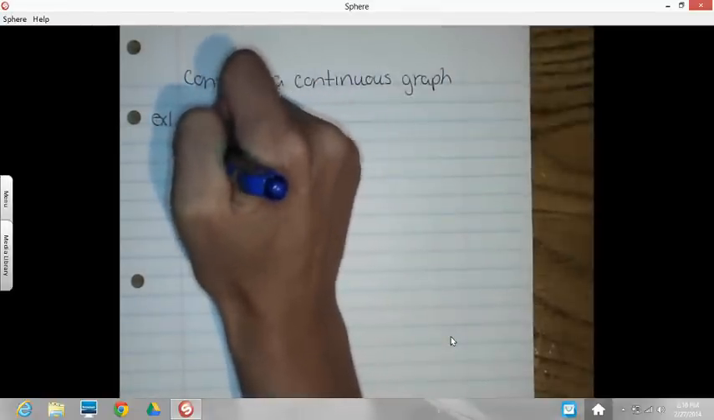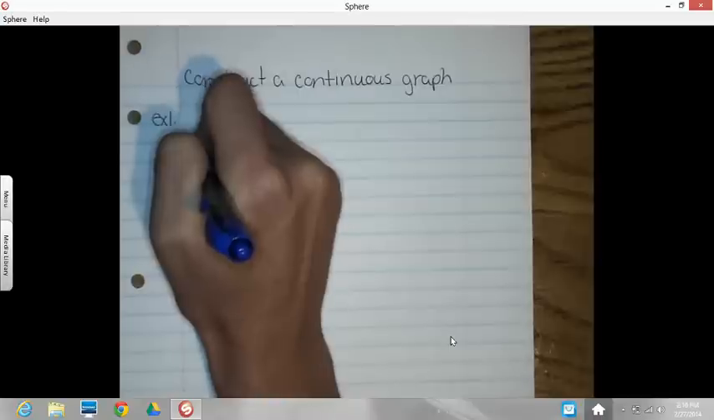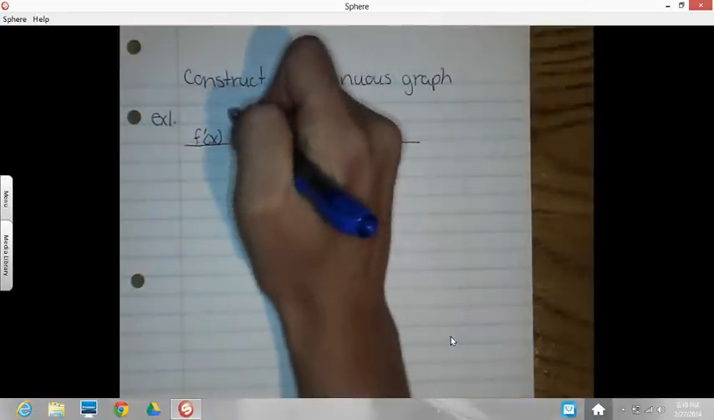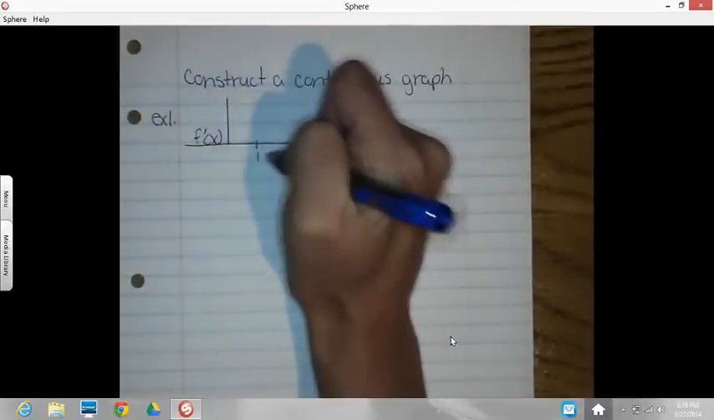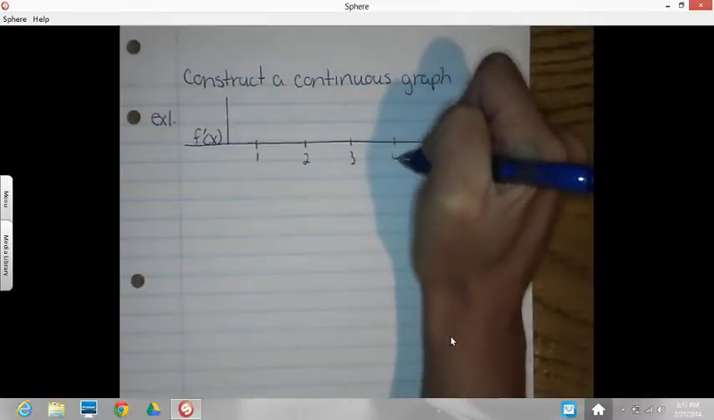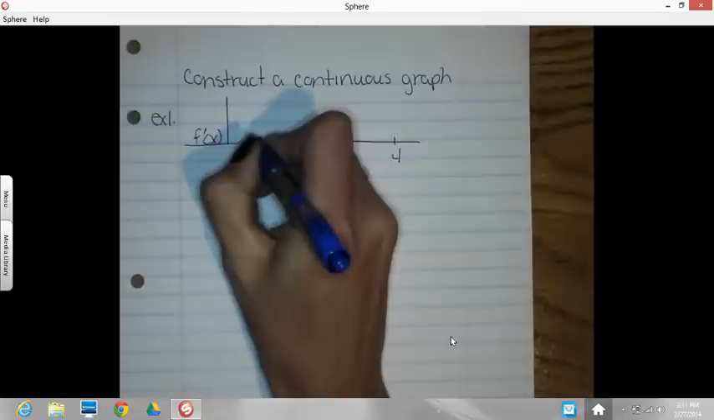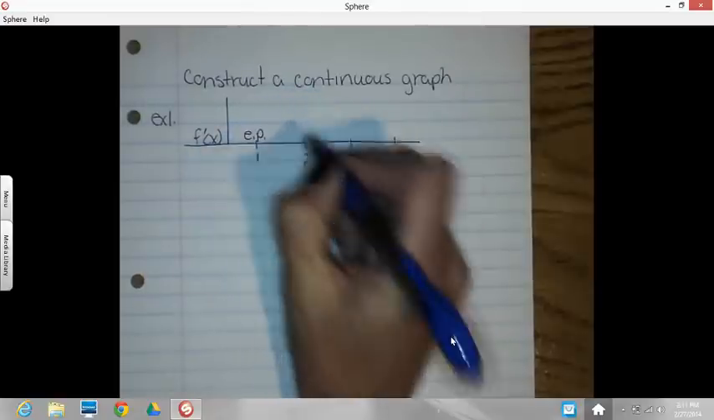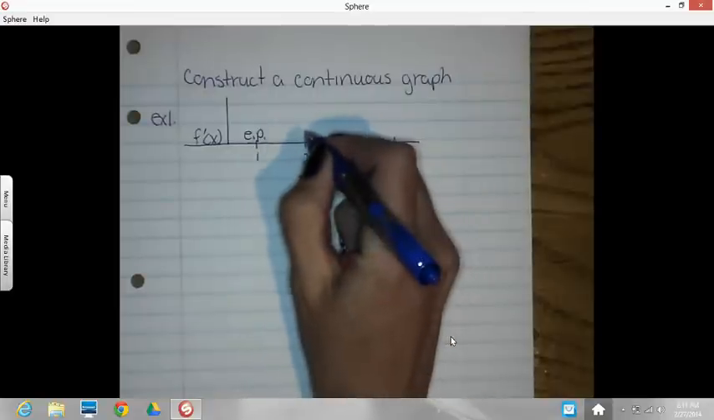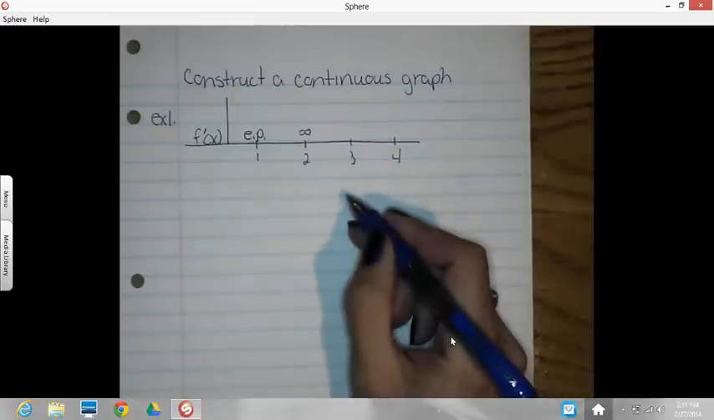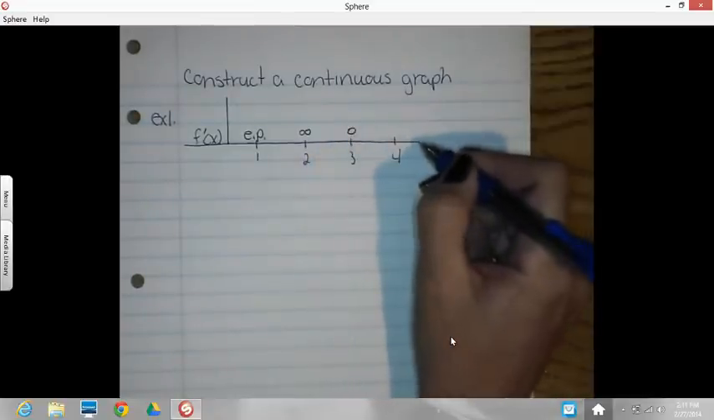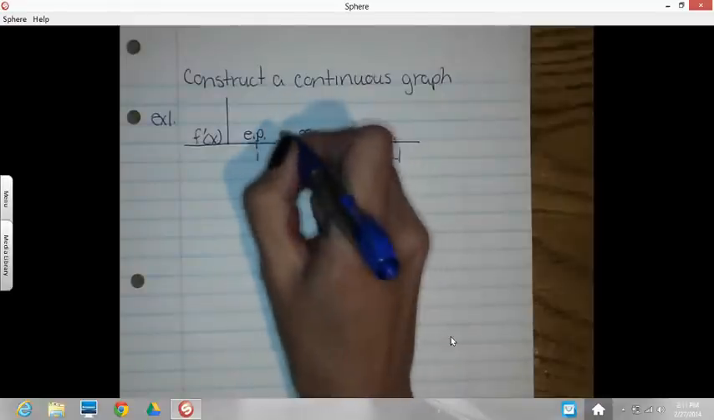F prime of x. So we are going to have, let's see, 1, 2, 3, 4. At 1, you might see an EP. That stands for end point. It doesn't continue beyond that. It starts there. 2, infinity or undefined. 3, we've got a 0. And then nothing at the 4. In between, I've got a positive here.